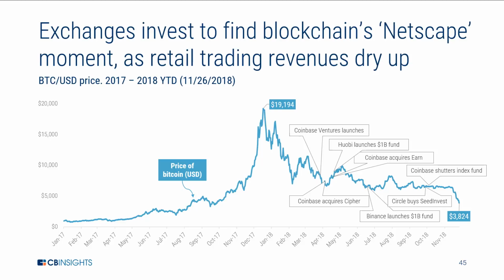And just to give a sense of how dramatic this narrative shift towards security tokens looks, here's a chart showing how, as Bitcoin has declined in price, along with other crypto assets and cryptocurrencies, some of the biggest exchanges who make their money off of speculation and investment, like Coinbase, Binance, and Circle, are starting to invest directly in projects as well as acquire companies. And many of these investments and acquisitions have been focused on security tokens.